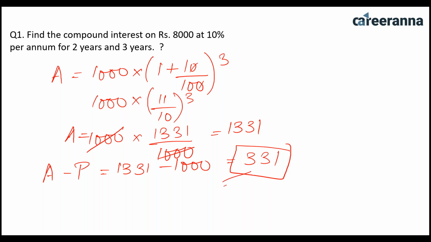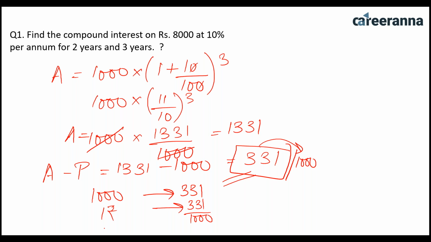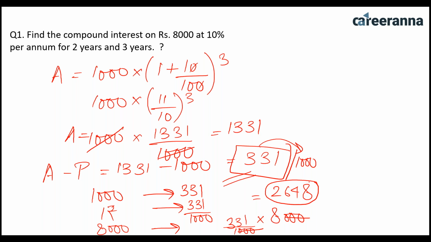Now, can you say that I was getting 331 as my interest for 3 years? Right? So I was getting 331 as interest on 1000 rupee. Now, if I need to talk about 1 rupee, for 1000 rupee I'll be getting my interest as 331. For 1 rupee, I'll be getting 331 upon 1000. For 8000 rupee, I just need to multiply it with 8000. That is 331 upon 1000 into 8000. 3 zeros and 3 zeros will cancel out. If you solve this, you'll get 2648. Okay.